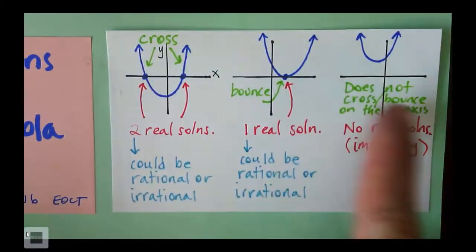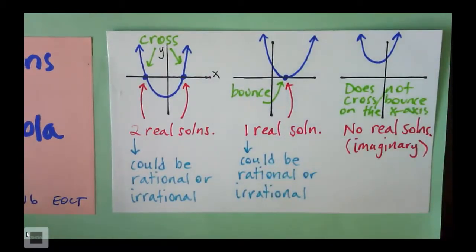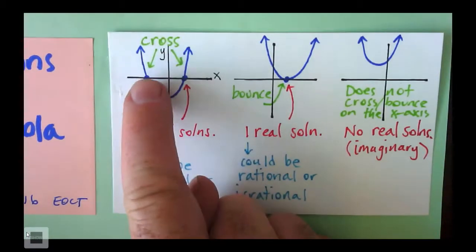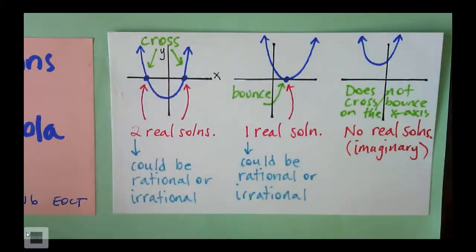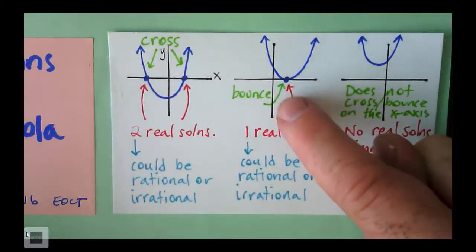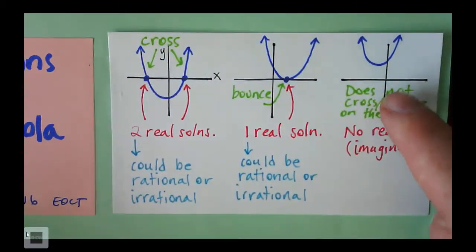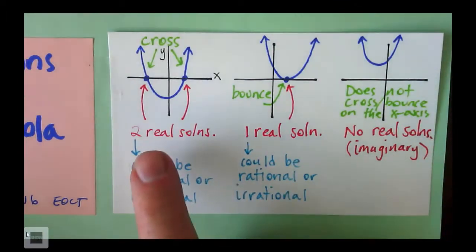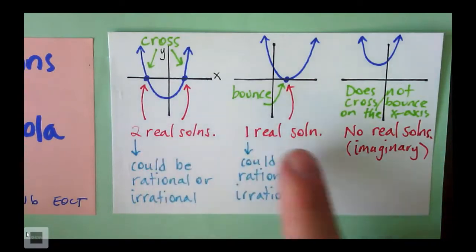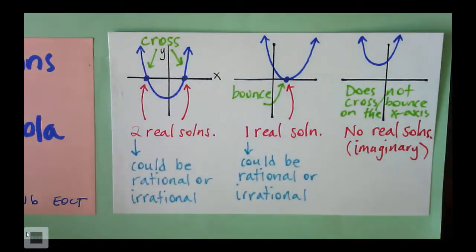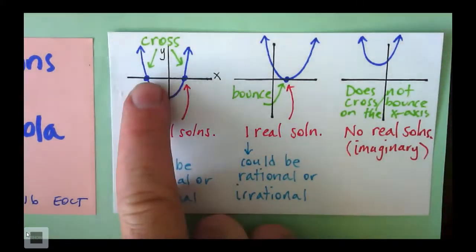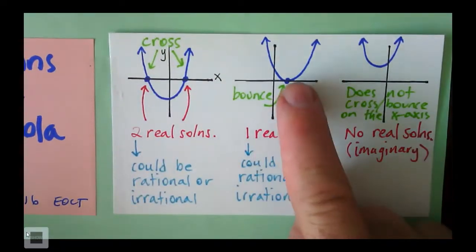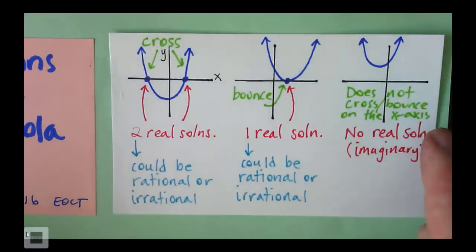I'll give you three scenarios of what the graphs could do. Notice I have the graph, keyword is crossing the x-axis. I have the graph bouncing on the x-axis, and also here the graph does not cross or bounce on the x-axis. In red is answering the question on the front, not necessarily the question, but the statement. There's two real solutions, one real solution, and we don't have any solutions.